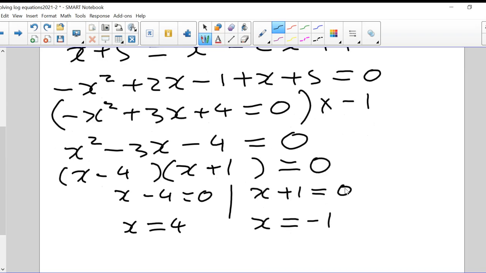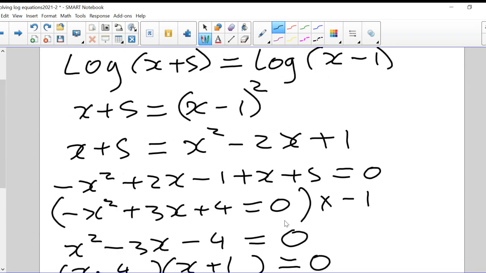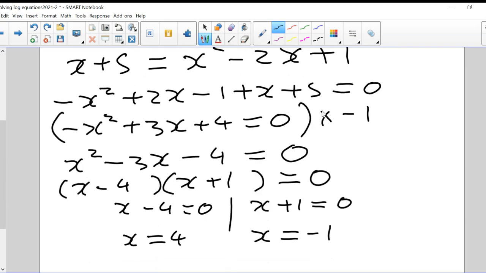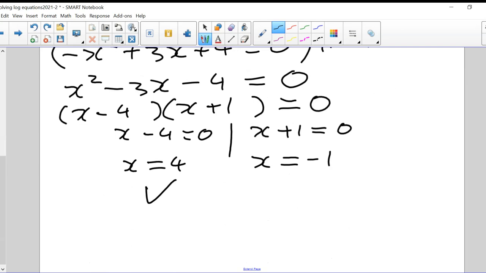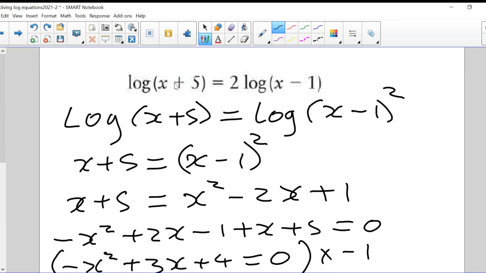But does that work? Let's go back and have a look. So let's put in the 4 first. So the log of 4 plus 5 and 4 minus 1. I'm going to give a thumbs up on that. I'm going to say that's good to go. I don't see an issue with that whatsoever. A big check mark beside that one. Let's try the minus 1. Minus 1 plus 5, well, that's okay over here. Minus 1, that's not going to work over here.